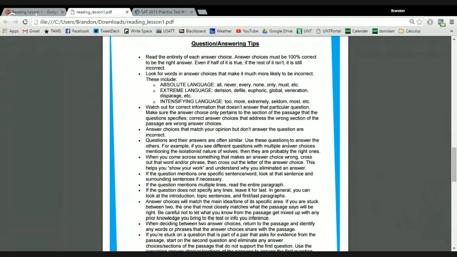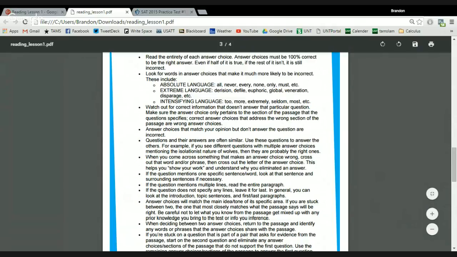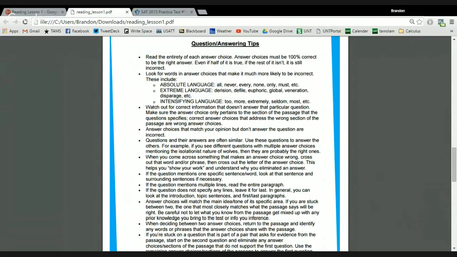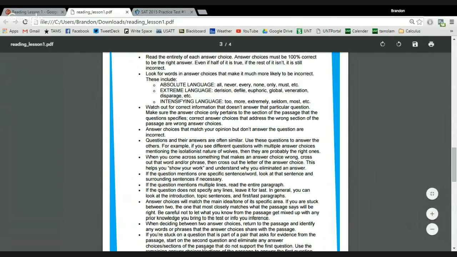If the question mentions multiple lines, read the entire paragraph. So, for example, we can go to this test. If it says maybe lines 1 to 65, you don't want to just read the first sentence. You actually want to read probably the whole paragraph, just to understand the context of the question and what the word directly would most nearly mean. Okay, next.